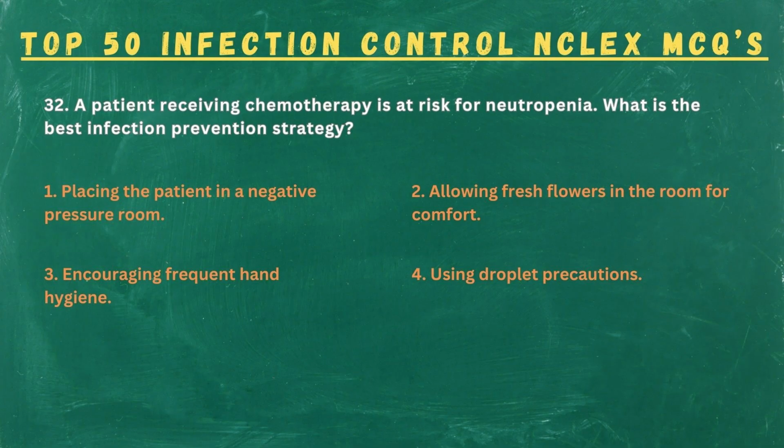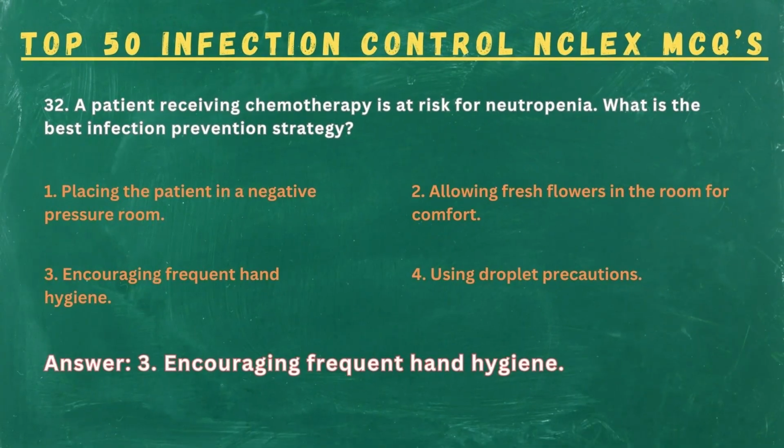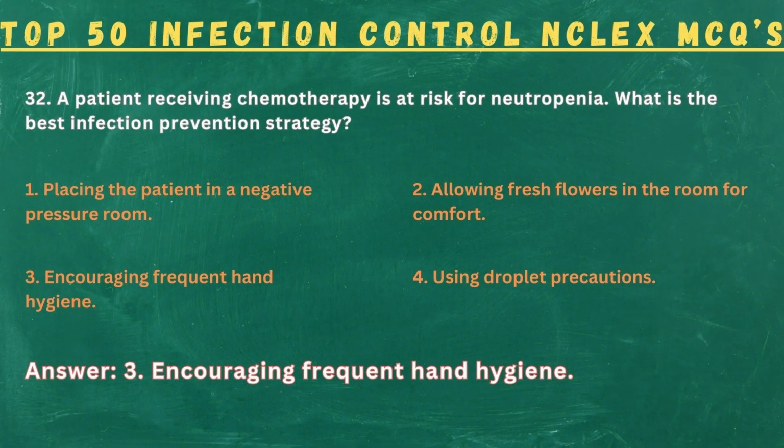32. A patient receiving chemotherapy is at risk for neutropenia. What is the best infection prevention strategy? 1. Placing the patient in a negative pressure room. 2. Allowing fresh flowers in the room for comfort. 3. Encouraging frequent hand hygiene. 4. Using droplet precautions. Answer: 3. Encouraging frequent hand hygiene.